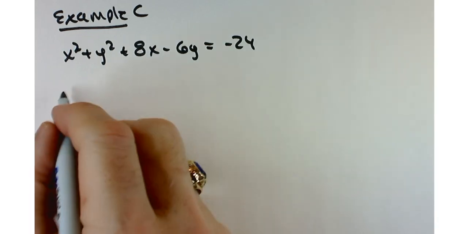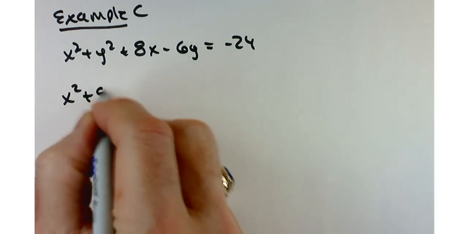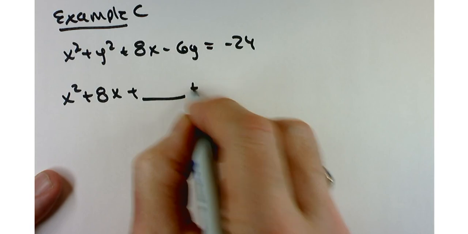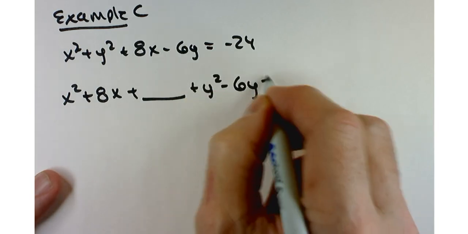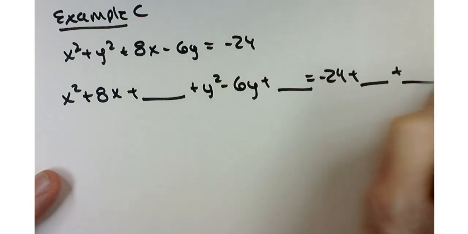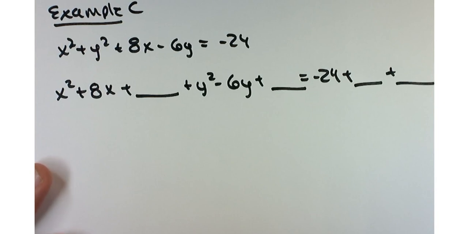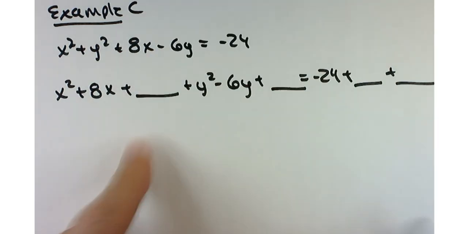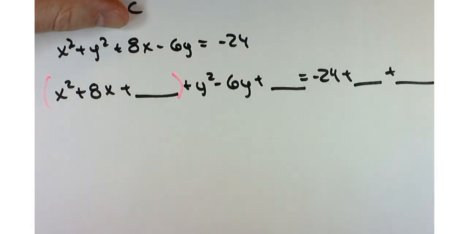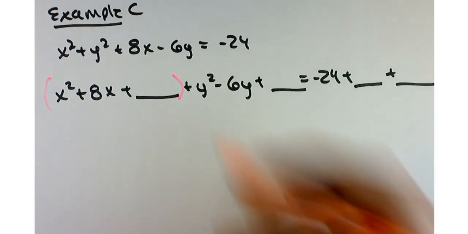So what I'm going to do with this is first of all move the x's together. x squared plus 8x plus something. I'll figure that out in a minute. Plus y squared minus 6y, again, plus something. If you follow sports at all, a lot of times somebody will be traded for a player to be named later. This is the number to be named later. What we're going to do is complete the square here, and then we're also going to complete the square here.